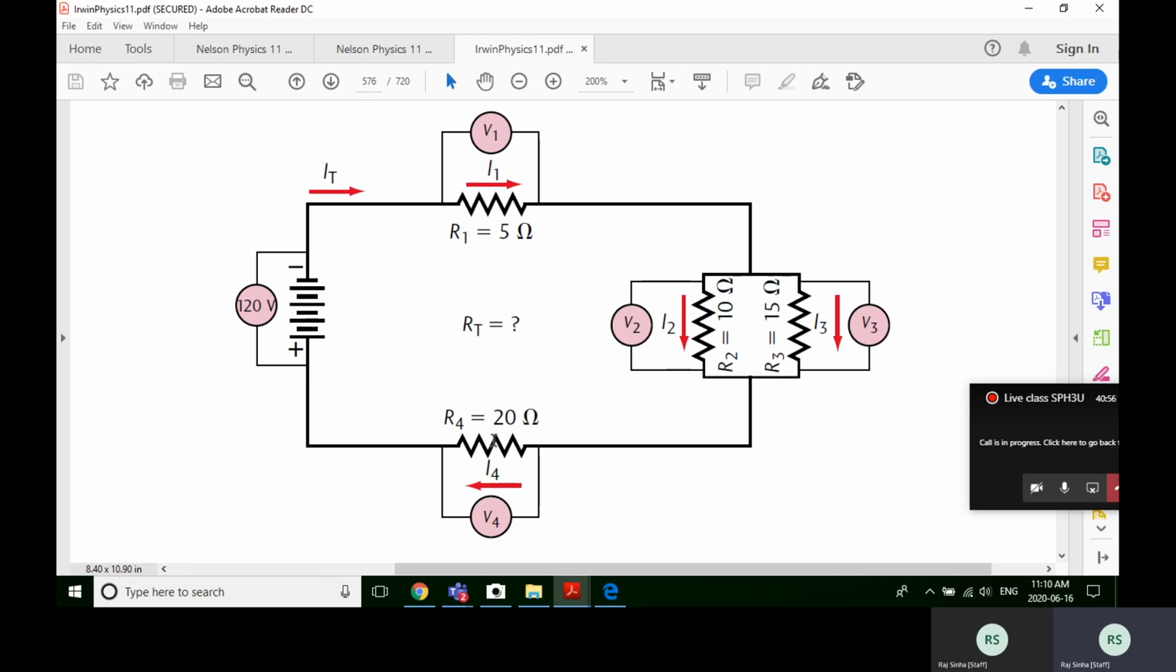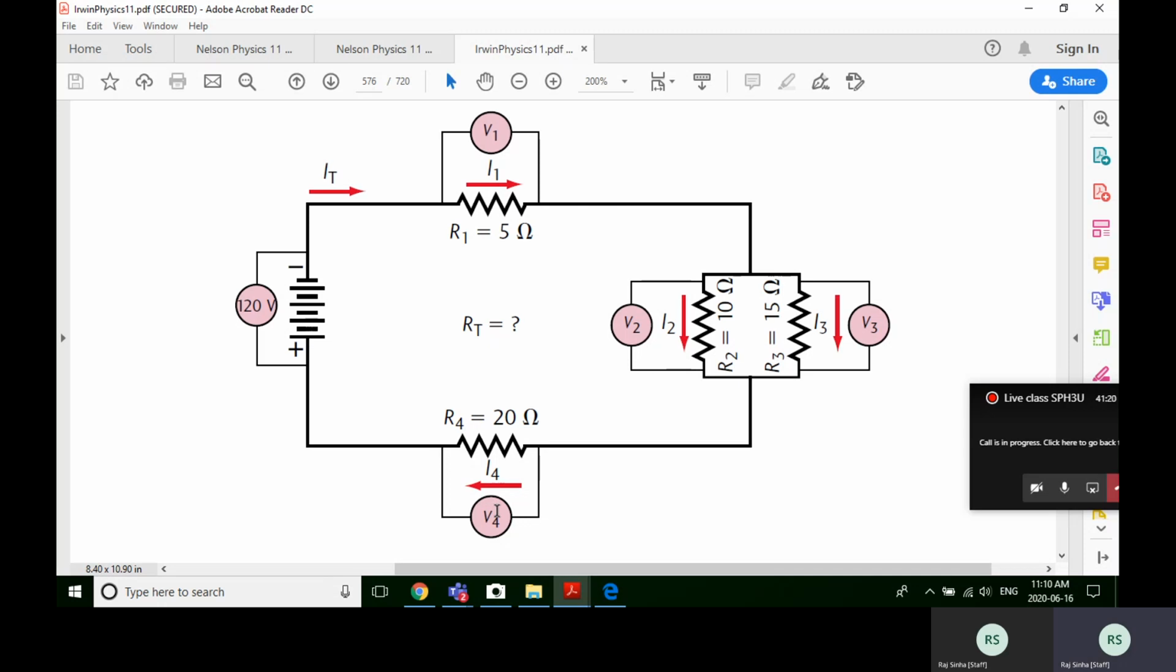The second thing, it's saying how much of the 120 volts gets used at each of these 4 resistors. In other words, what is I1, I2, I3, and I4, the current going through each resistor? And what is V1, V2, V3, and V4? What is the potential drop of the electrons at each resistor?